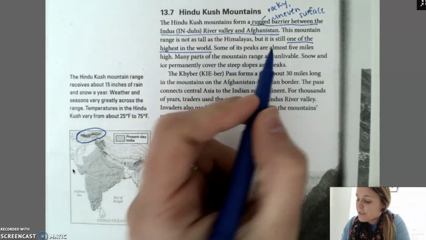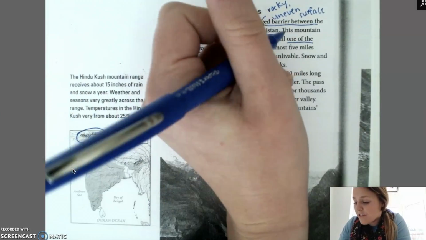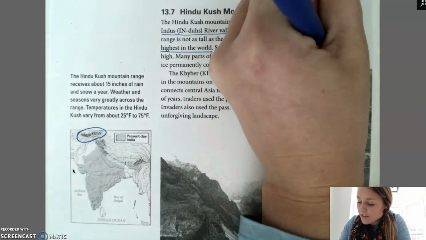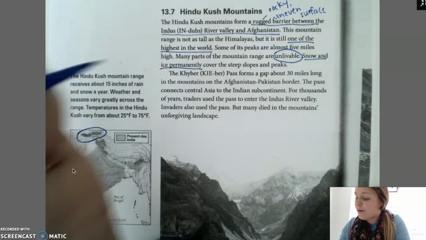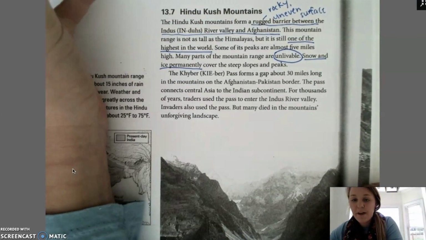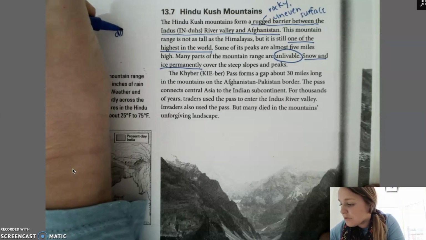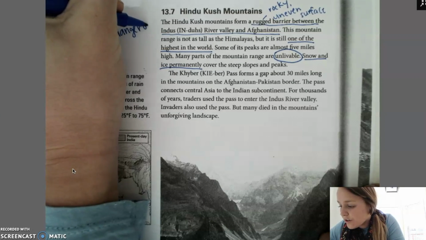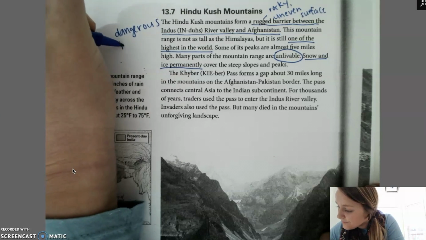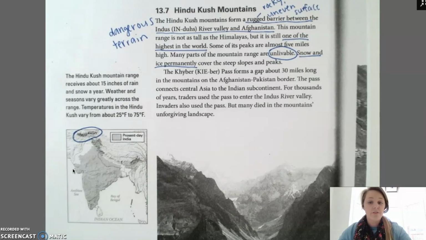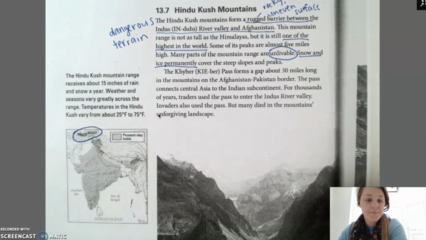If we keep reading, we see that many parts of the mountain range are unlivable and that they're covered in snow and ice permanently. So from that first paragraph, we just get an idea of how dangerous and difficult the terrain is. So think about how that might influence where people settled in ancient India.